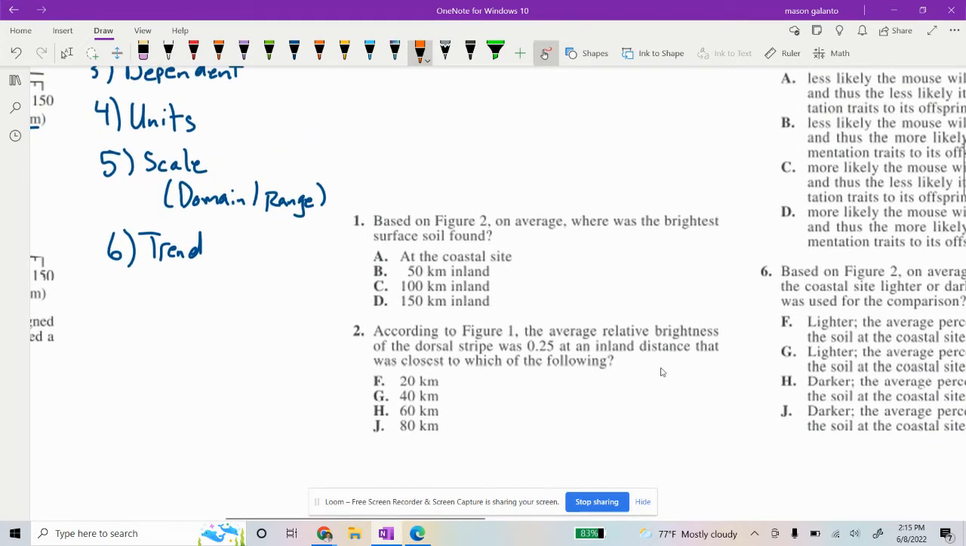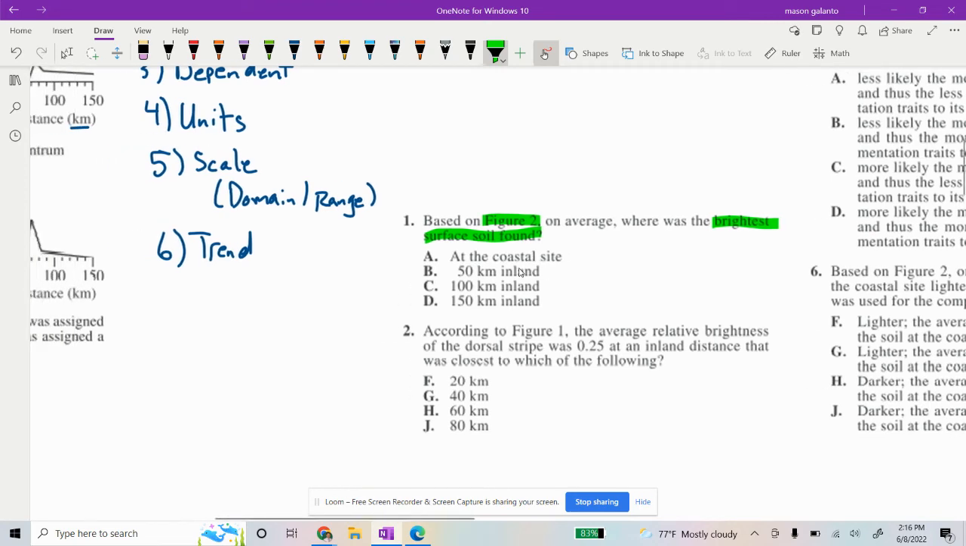With data representation questions, a lot of the time they will point you exactly where to look at. They're asking you to look at the graph, look at the chart, and determine a value. And so that's what I'm going to do here. So on question 1, it asks, based on figure 2, on average, where was the brightest surface soil found? Figure 2, right? Well, just thinking about the problem, you're either inland or you're on the coast. And so the first thing that comes to my mind is it's probably going to be brighter on the coast, but let's check it out.